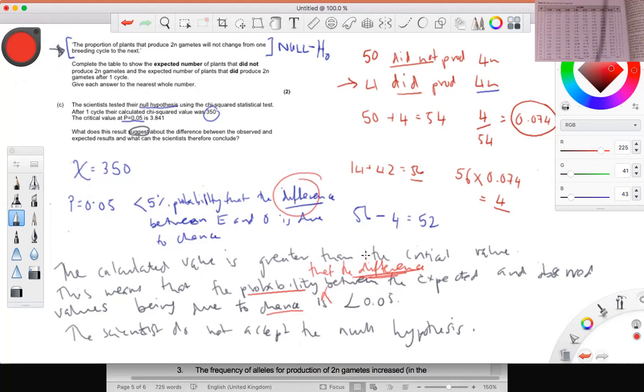So just emphasizing, they're quite difficult sentences to get right, but if you can learn them from the PowerPoint, all you need to do is recognize whether or not your p-value is less than or greater than 0.05, and then you just apply the sentence accordingly. Good luck with that then.